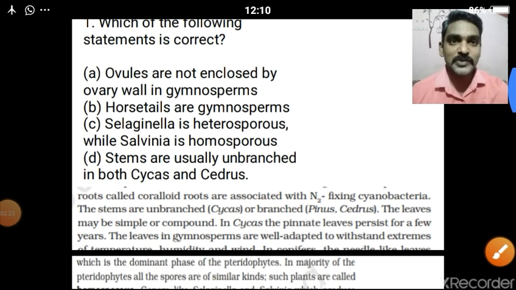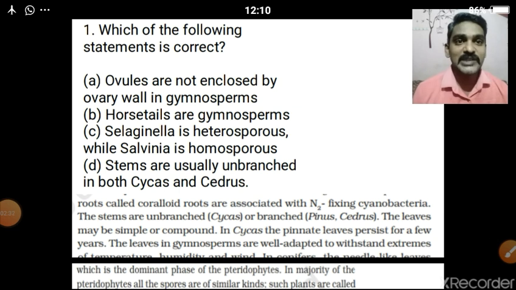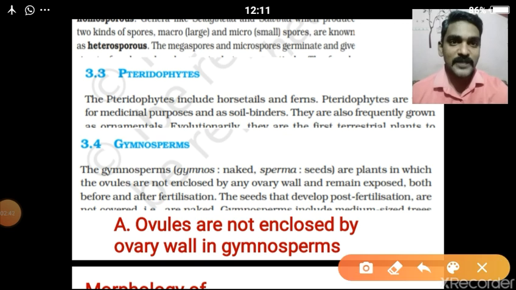And the first option, if you see here, is that ovules are not enclosed by the ovary wall in gymnosperms. What are gymnosperms? They are called naked seeds. They don't have flowers. The seeds will be naked seeds. So that is true actually. You can see here gymnosperms. Gymnos means naked, sperma means seeds, so naked seeds.